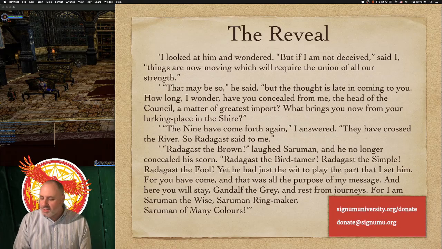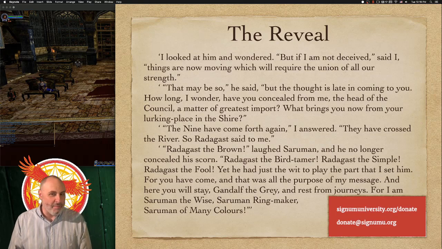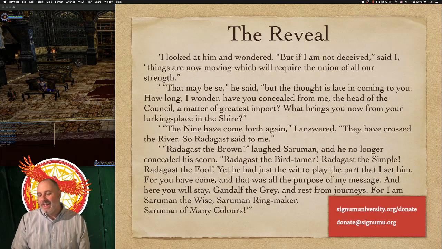And so again, I think that Saruman certainly seems to identify the brown as meaning the bird tamer, right? Again, I don't think Saruman is making an attempt to do a fair-minded and holistic summary of what it means to be the brown. He is meaning to be slighting and insulting while doing it.